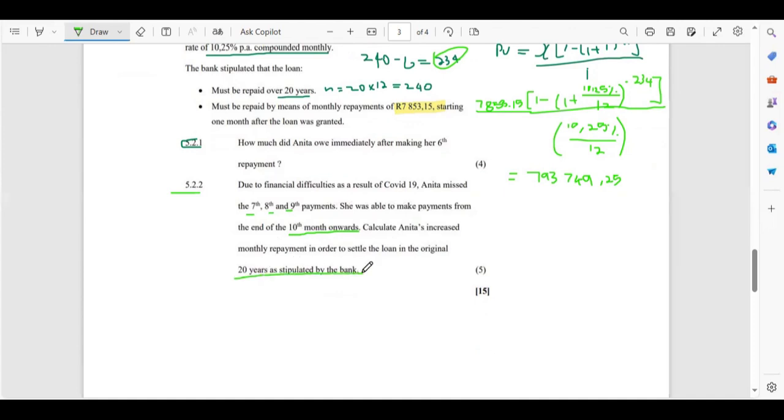Now, what are we required to calculate? The monthly repayments, which are increased, right? Taking into consideration this, we need to make an adjustment. Now, let me just separate these two parts. Based on this, we need to make an adjustment. And after we have made that adjustment, we need to calculate our x, which is what the second part is requiring us to do.